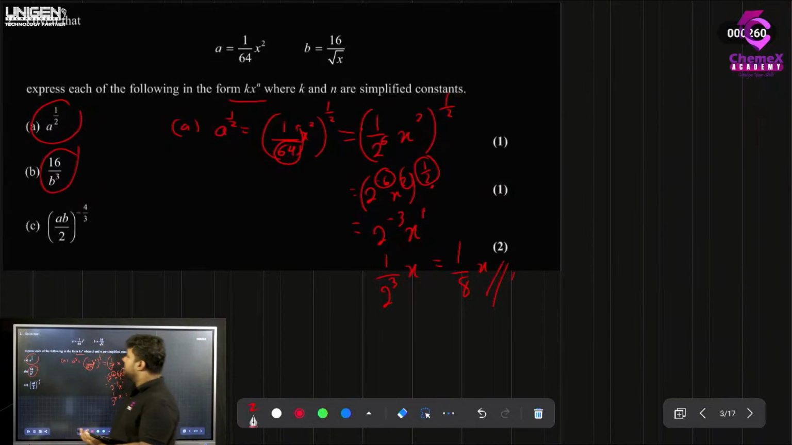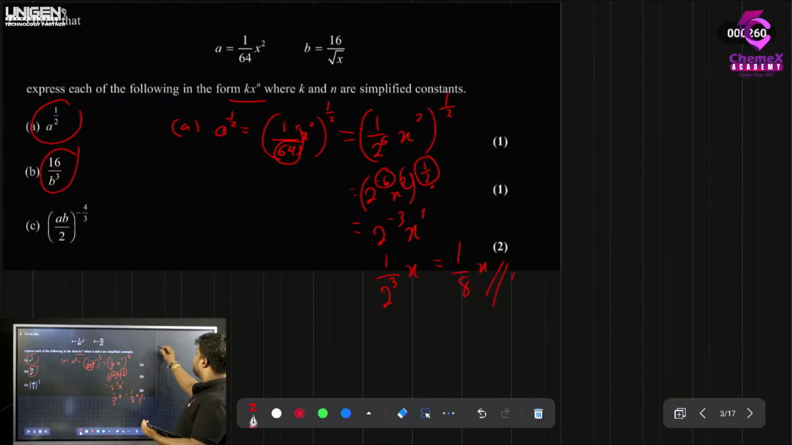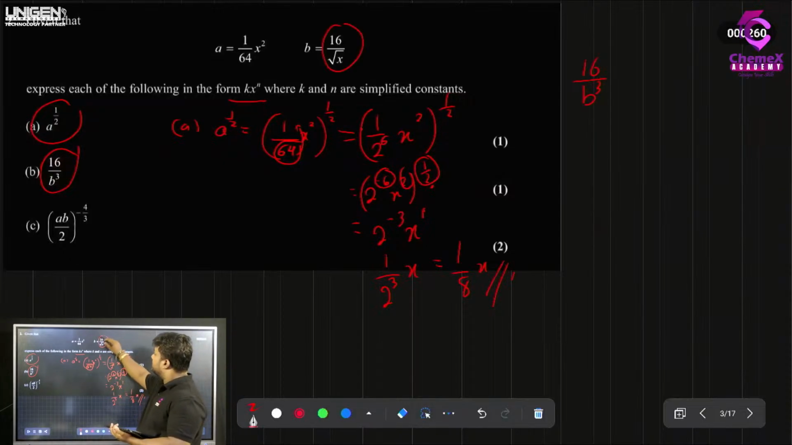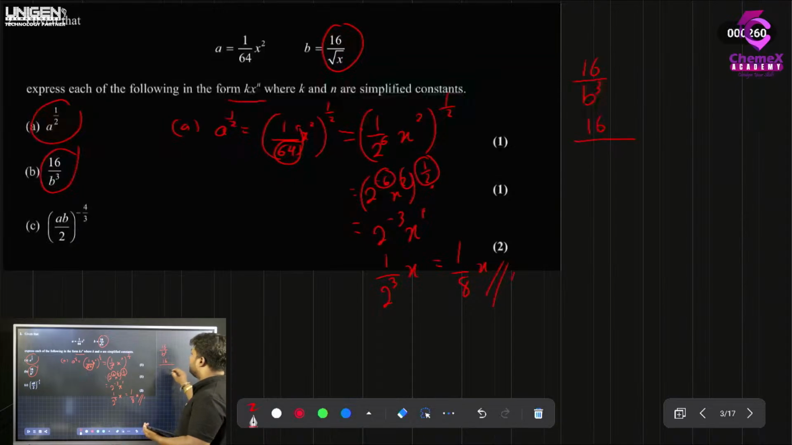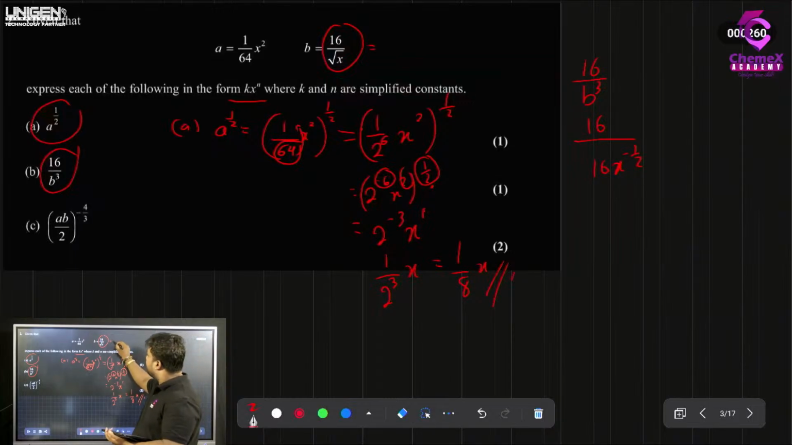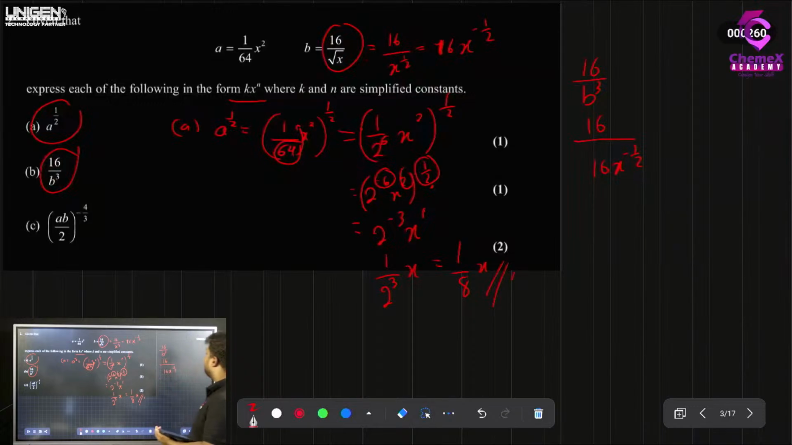So B: 16 over, b to the power 3. You know that b is 16 over root x. So I can write 16 over 16 x to the power minus half. Why did I do that? Because this can be written as 16 x to the power half, so if I bring it up, 16 x to the power minus half. Now what can I do? Any idea? Can I cancel 16 and 16? So it's going to be 1 over x to the power minus half. So what is it then?